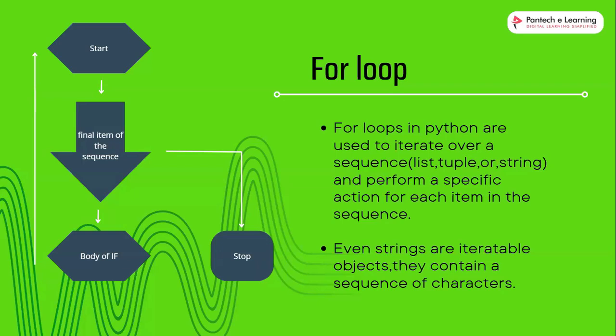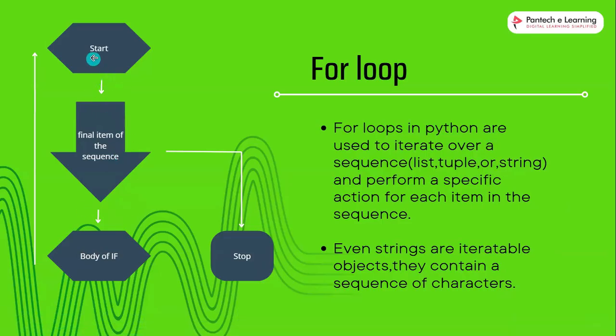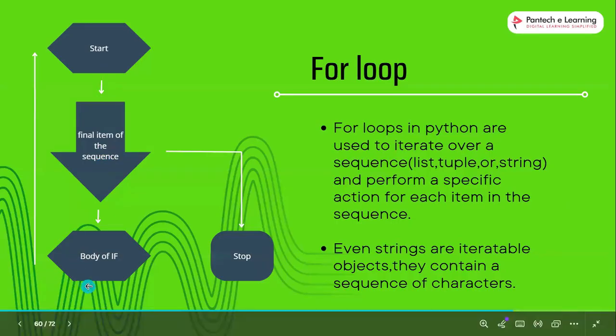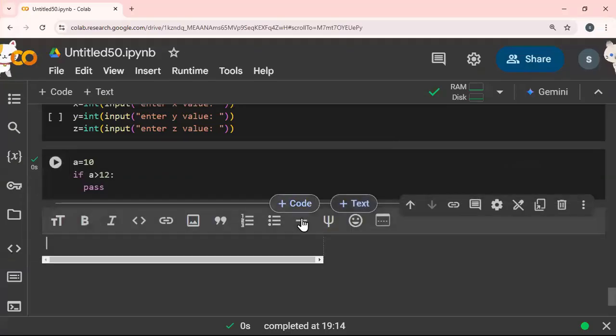Now I will show an example. First, I will explain with a diagram. Once the loop starts, each item is executed, and after the final item is executed, the loop stops. If not, it keeps repeating, so the loop runs in a cycle. Now I will show the looping statement example.